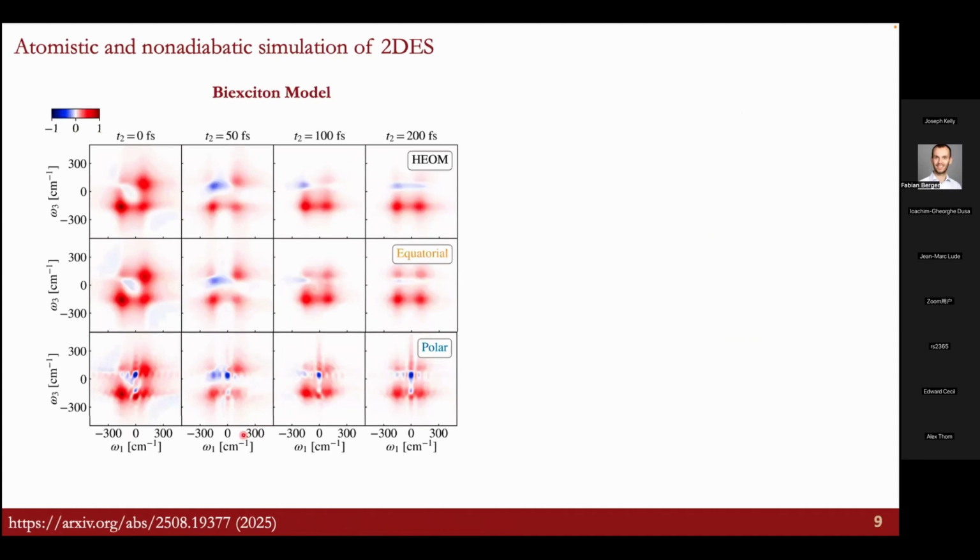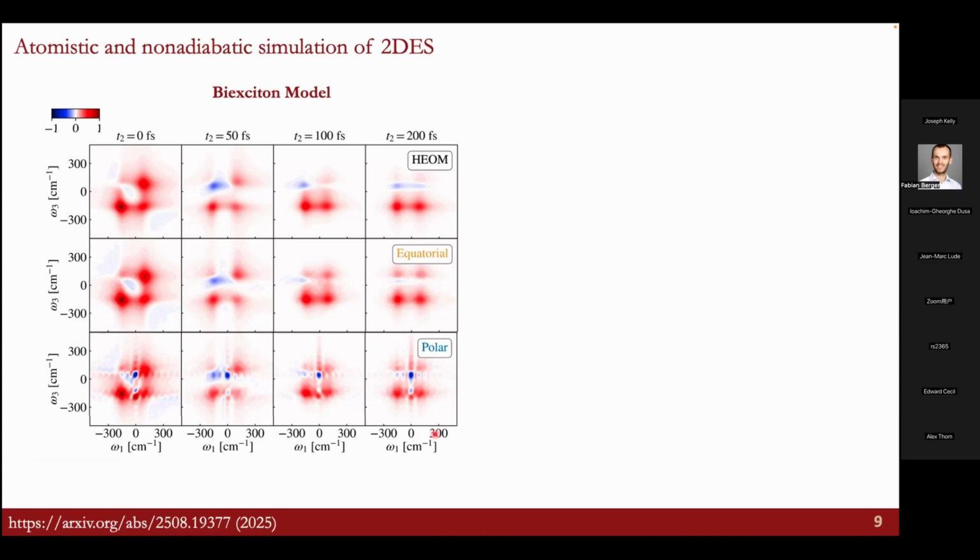So here now, we're looking at a biexciton model. These are just a pair of coupled 2-level systems, and the HEOM exact results compared to this equatorial dynamics and polar dynamics. This is not an issue of failing to converge the polar, but that one choice versus the other does genuinely give very different nuclear dynamics or vibrational dynamics, and that makes a difference in the ultimate 2D spectra that you predict.